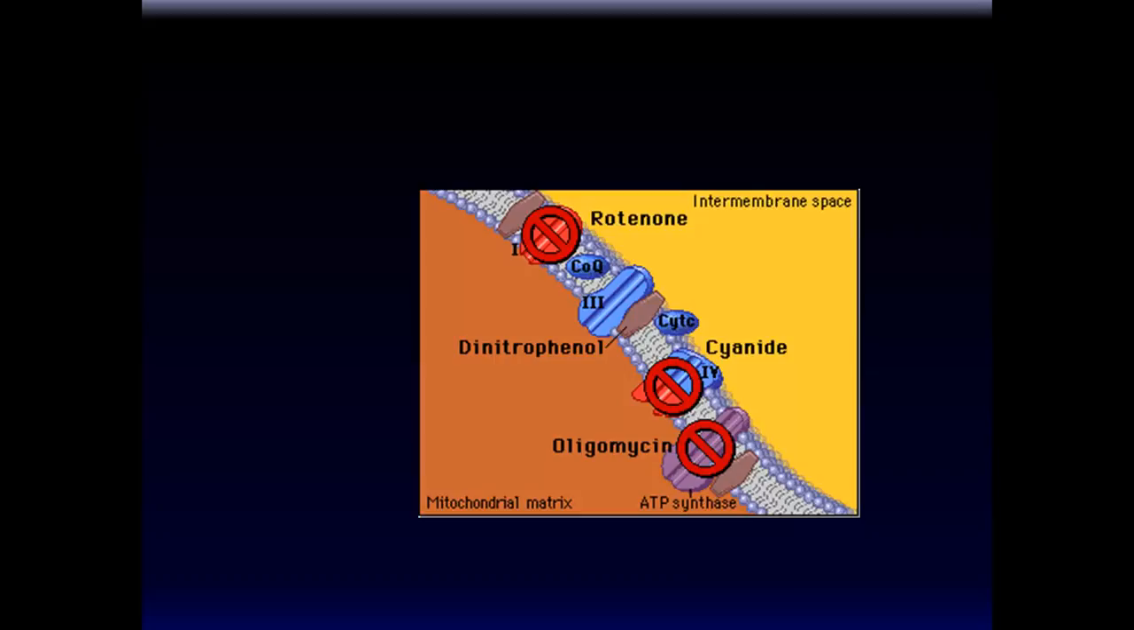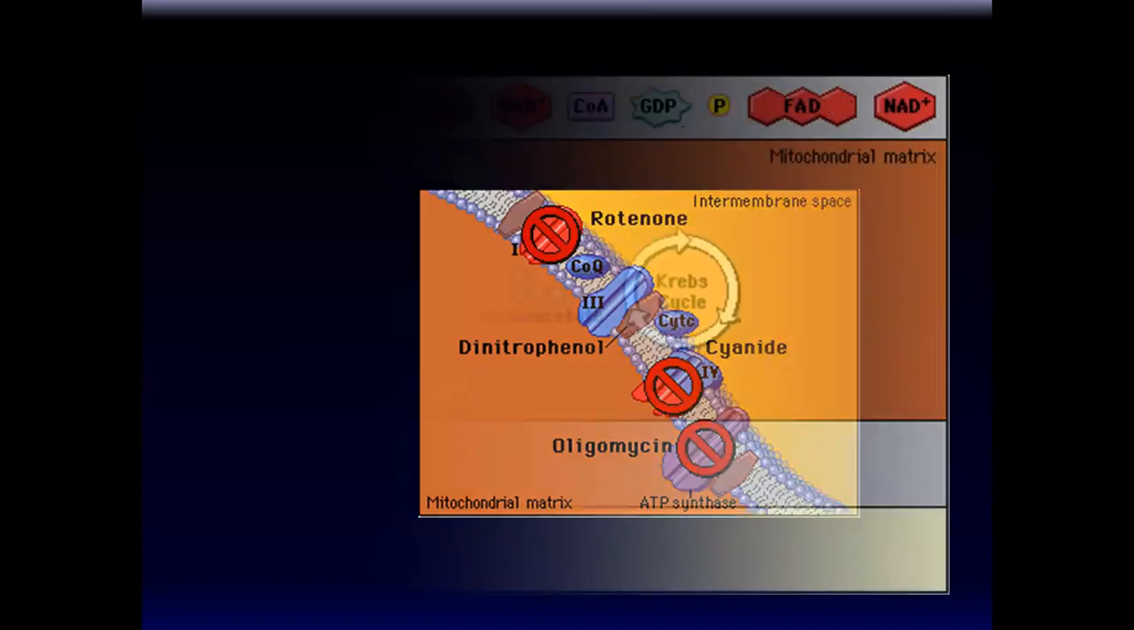Some of the most deadly poisons known to man are those that destroy the electron transport chain. In fact, cyanide, as you've probably heard of the poison, blocks transmembrane protein complex number 4, and it's a deadly poison for that reason.